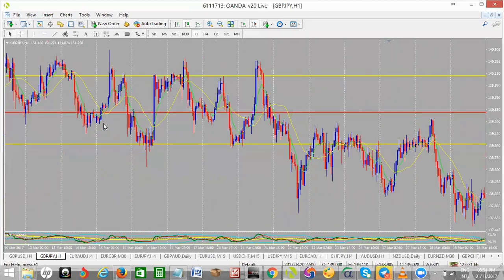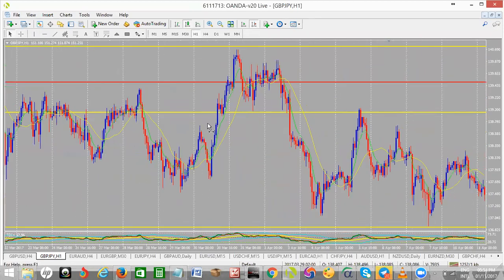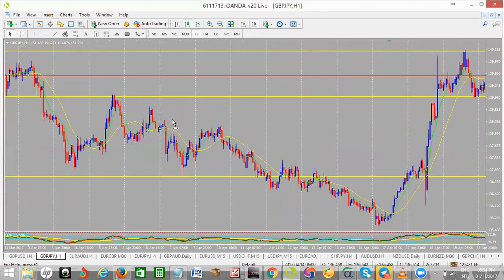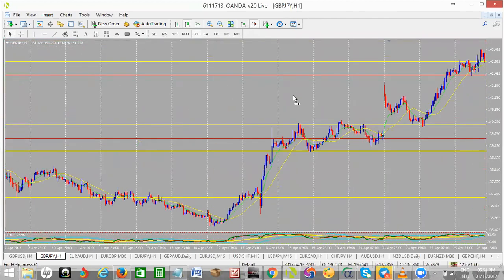So let's look for more flags, more examples of how to trade the EMAs. You don't want to ever counter the trend.